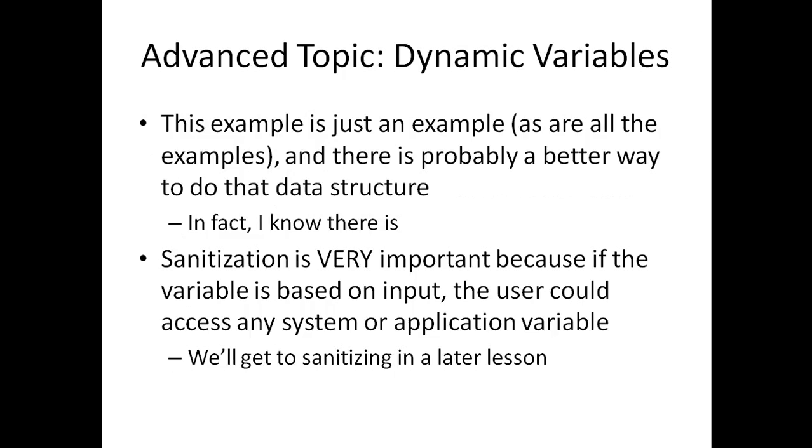Anyway, all right, more about dynamic variables. So this is just an example, as are all the examples I put in the course, and there's probably a better way to do that from a data structure. In fact, I know there is. There are better ways to do something like a first name, last name correlation. One of the things you've got to be careful of when doing something like that is, what if you have a name with an apostrophe? Well, as you remember, variable names cannot contain special characters. So if you have the apostrophe in your variable name, which you would potentially in a dynamic variable situation, you've got to be careful with that, okay?